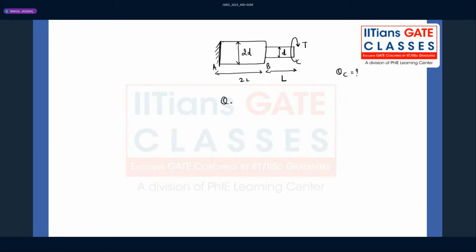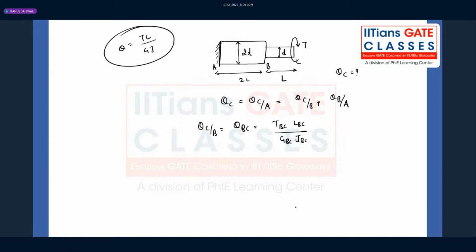I told you theta C will be theta C with respect to A. Always remember, angles of twist are calculated for any point with respect to the fixed end. Theta C with respect to B plus theta B with respect to A. How to determine theta C with respect to B? That is theta BC, T BC, L BC, G BC, J BC. Theta is TL divided by GJ, right?